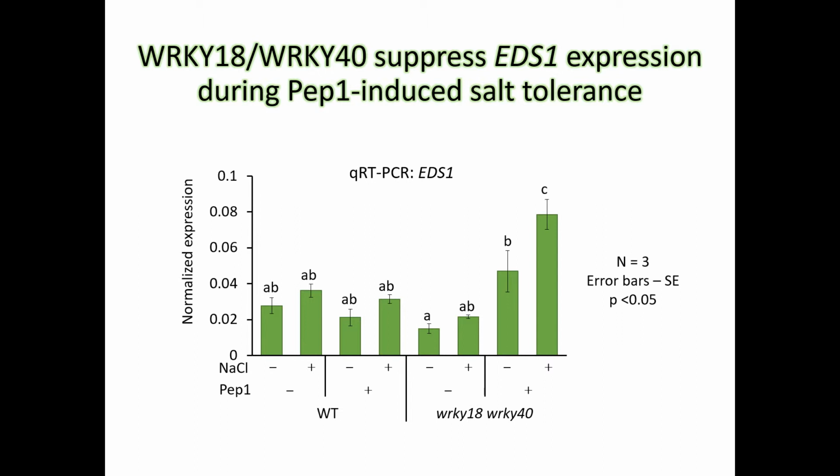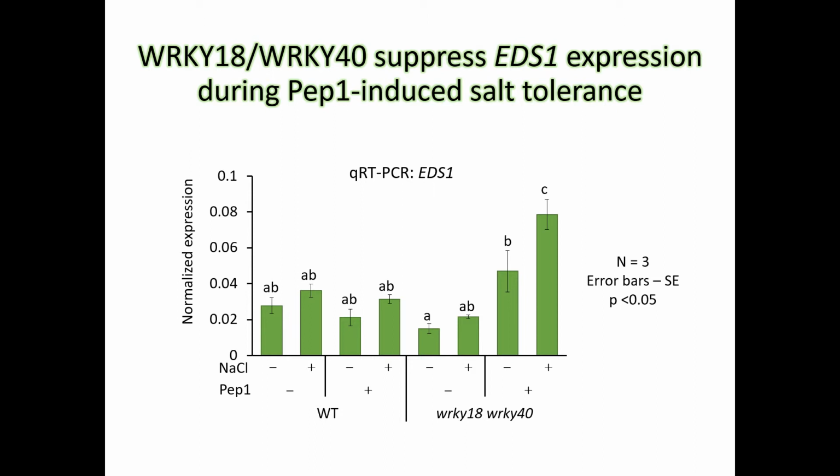In good accordance, when we performed qPCR analysis of EDS1, we see that EDS1 expression is de-repressed in WRKY18/40 during PTST. So collectively, our data tell us that MAMP recognition by PRR activates WRKY18/40, which then suppresses EDS1 function in order to confer salt tolerance.